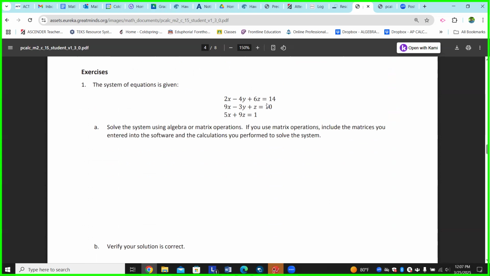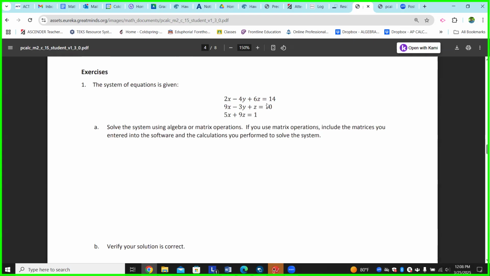All right, so on exercise 1, again, it gives you a system of equations with 3 variables. It says solve the system out using algebra or matrix operations. If you use matrix operations, include the matrices you entered into the software and then the calculations you perform. So on the test, it's going to ask for each individual step that you would actually do. Knowing that you're going to probably use the calculator, I got to make sure that you know each individual step and not just the answer. So it's going to have multiple parts in there.